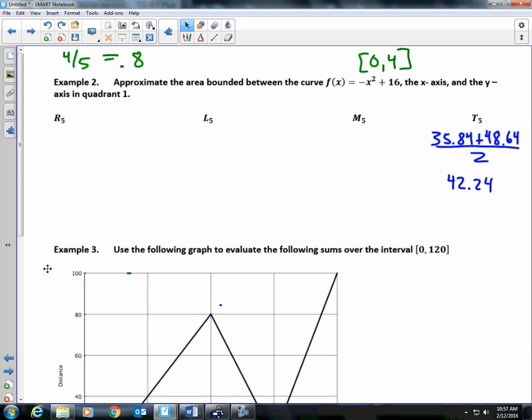Now I'll try an example that's just a little bit more difficult. We'll look at the midpoint sum. The width of the rectangles for midpoint sum does not change. It's still always going to be 0.8 because you're still dividing it into 5 rectangles. The question now is, what do we do regarding the heights?